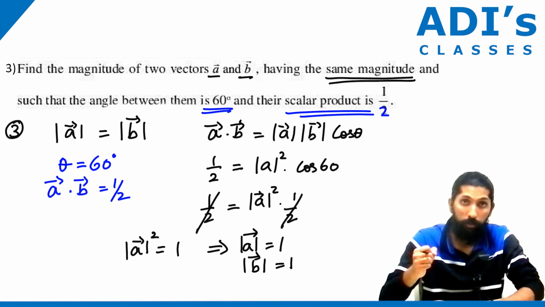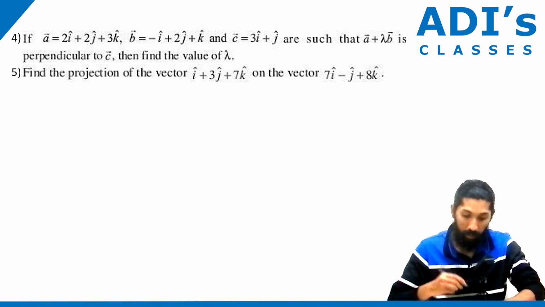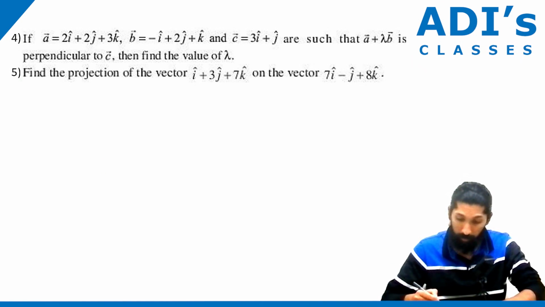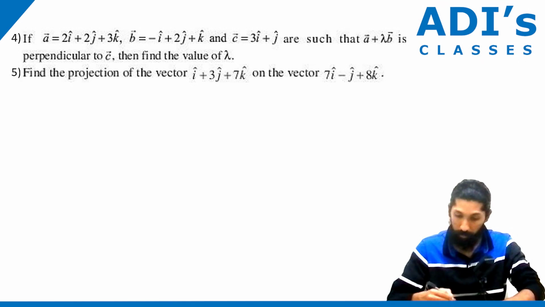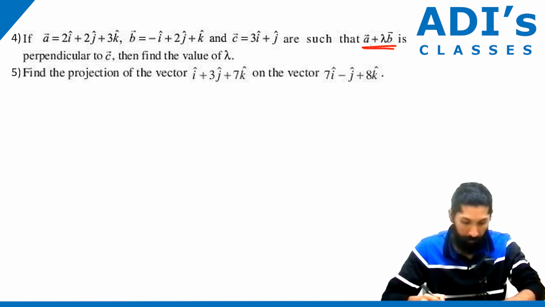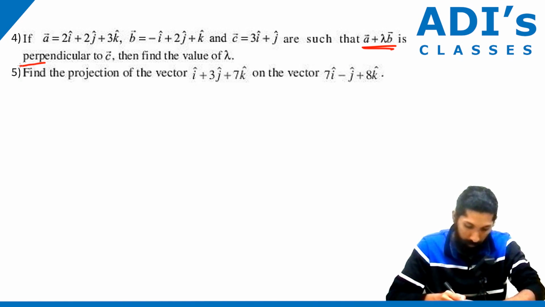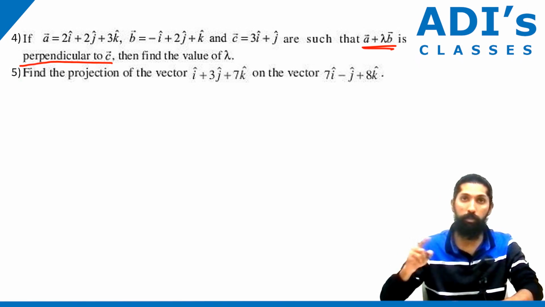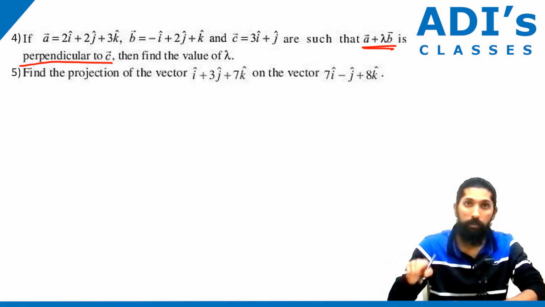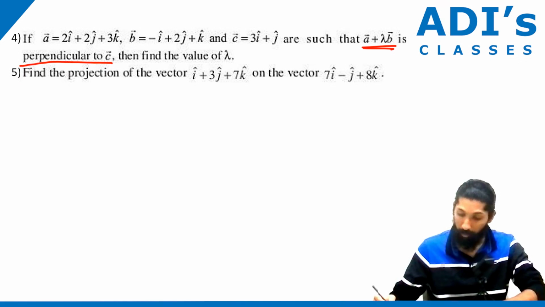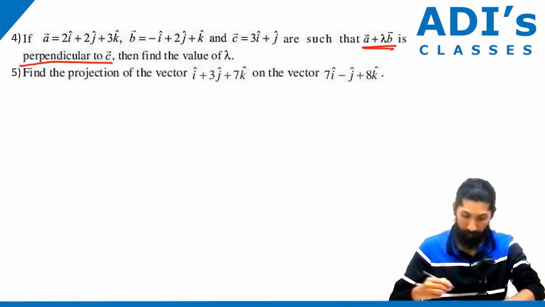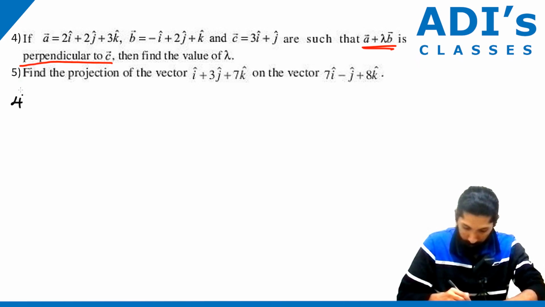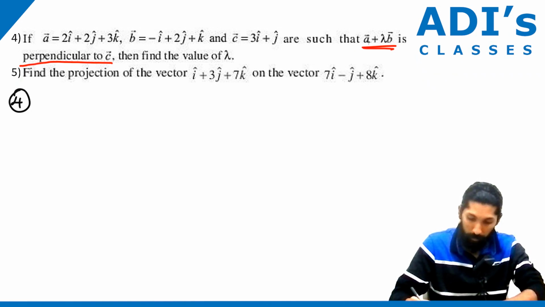So this is the answer for the third question. Now let's move on to the fourth one. See the fourth one. A, B, C are given such that a plus lambda b is perpendicular to C. If they are perpendicular, then what is the dot product value? 0. Correct? So we'll look into that particular scenario. First what we'll do, a plus lambda b.